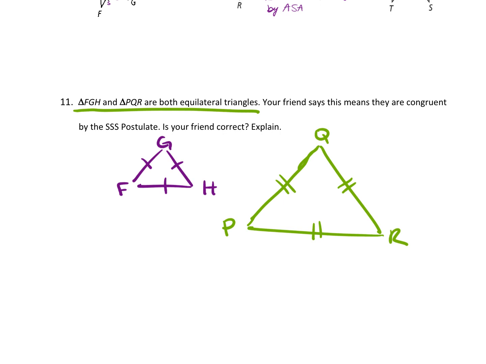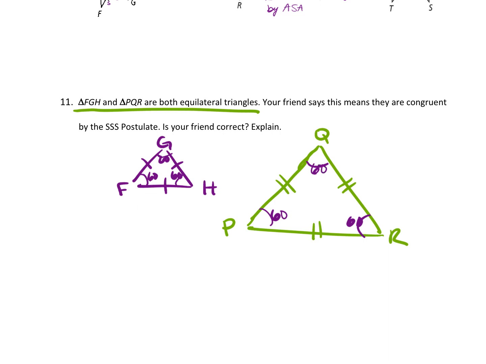Why are they not the same triangle? Are their angles the same? Their angles are the same, right? In an equilateral triangle, all 6 of these are going to be the same measure. Do you know what measure? 60, right? 180 divided by 3. This is 60, 60, and 60. This is 60, 60, and 60.